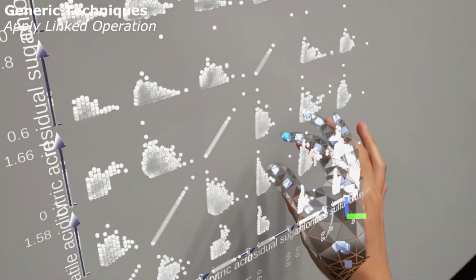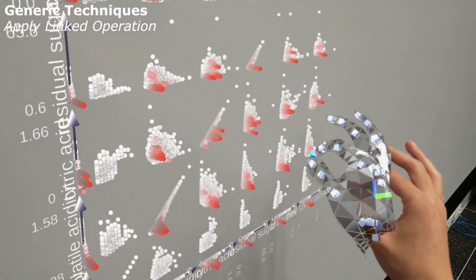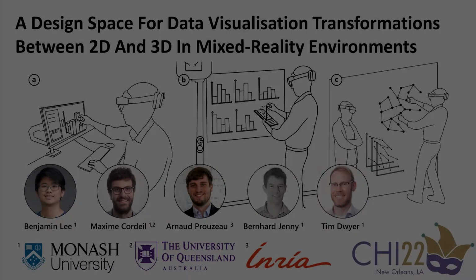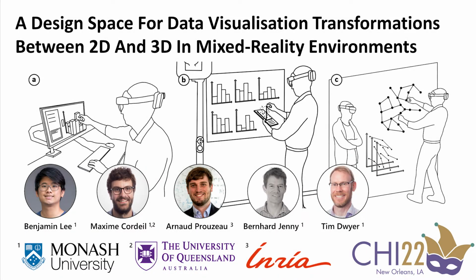Lastly, apply linked operation performs any one of the aforementioned extrusion or flattening techniques to multiple views at the same time. We hope that this design space will help inspire a different paradigm of immersive analytics, where data visualizations can freely flow between the surfaces and the spaces in the environment.